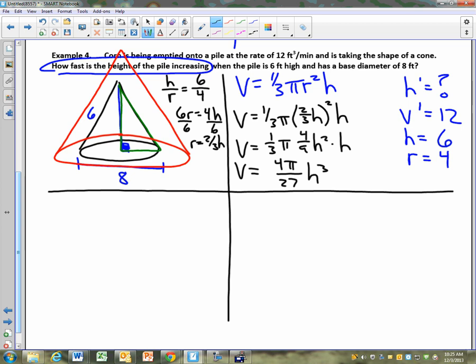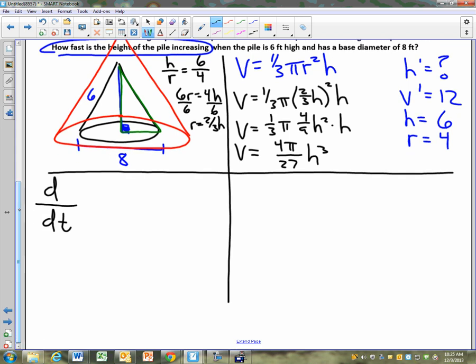Okay? So, we want to take the derivative with respect to what variable? Time. Time is the variable that is changing for all of these. As time moves on, the radius is getting bigger, the volume is getting bigger, the height's getting bigger. That's what ties all this stuff together. So I'm taking the derivative with respect to time of volume equal to 4 pi over 27 h to the third. What's the derivative of v?